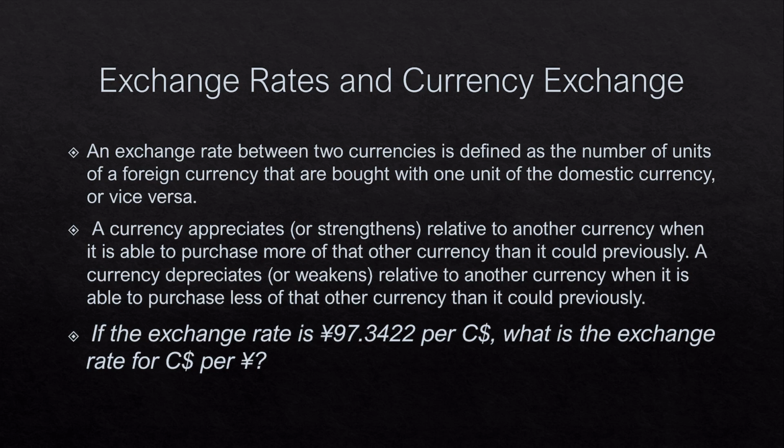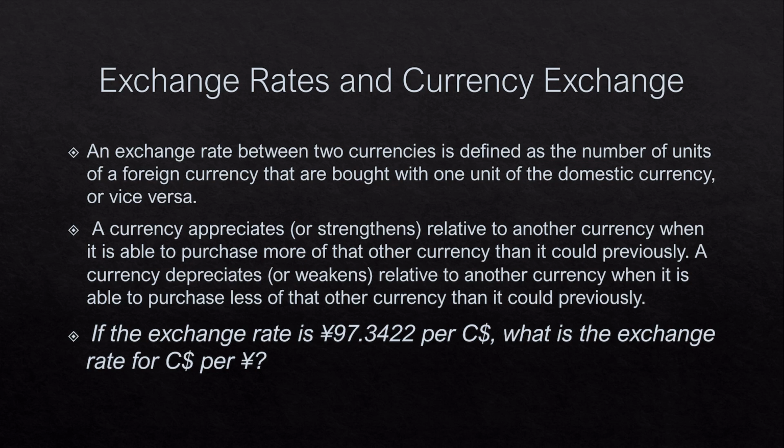The currency is appreciating when it is getting strength, or getting higher value. When the currency is losing value or weakening, then we call it depreciating. So here is an example: if the exchange rate is 97.3422 Japanese yen per Canadian dollar, we can get 97.3422 Japanese yen for 1 Canadian dollar. So what is the exchange rate for Canadian dollars per Japanese yen?